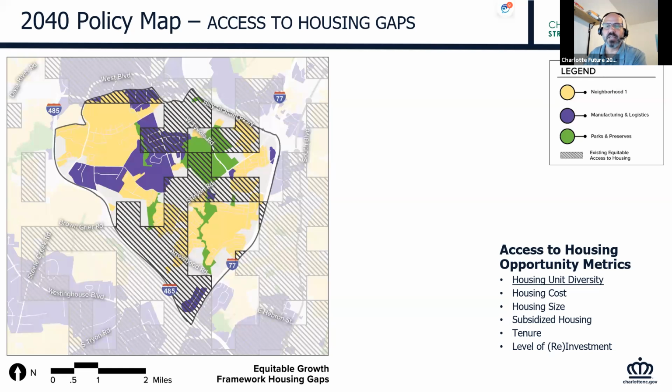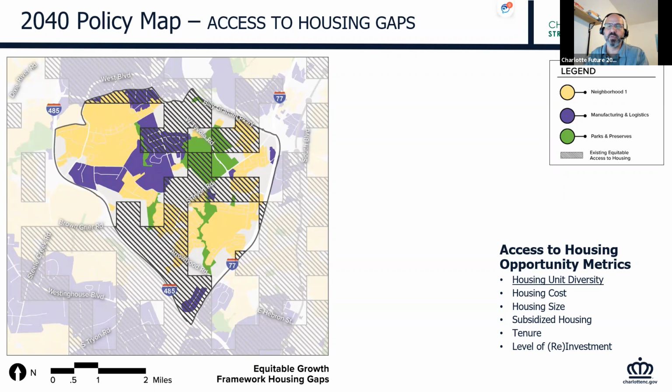On this map, areas outside the black diagonal hatches are lacking access to housing diversity, meaning you can't easily find a variety of housing types in these areas. Diverse housing types are important for providing a range of housing prices and lifestyle choices for community members.